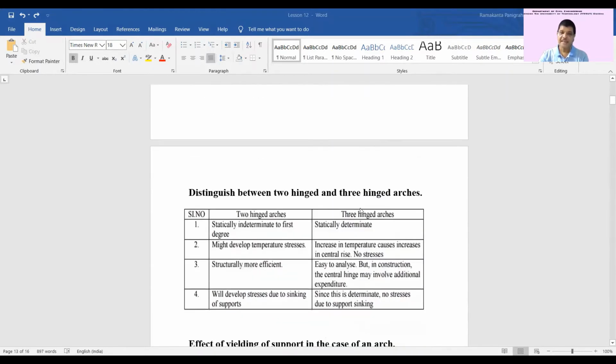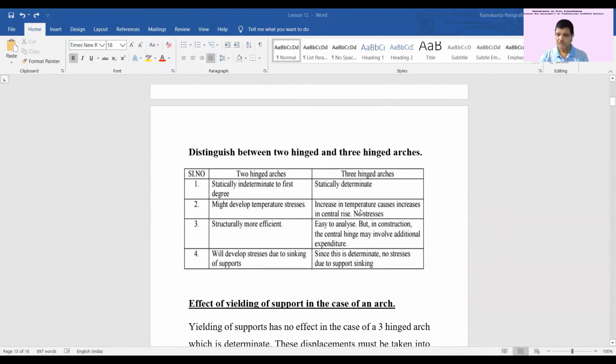If there is some sinking of supports, there will be no stress, unlike in the case of a two hinged arch. So if you make a tabular form to distinguish between the two hinged arch and the three hinged arch, you will find that the two hinged arch is statically indeterminate to the first degree, while the three hinged arch is a statically determinate structure. There may be temperature stress developed in the case of a two hinged arch, but in the case of a three hinged arch, there is an increase in central rise but no stresses, because you provide hanger works, so there will be an increase in the central rise.